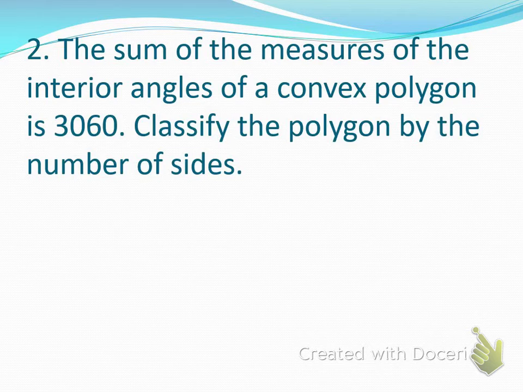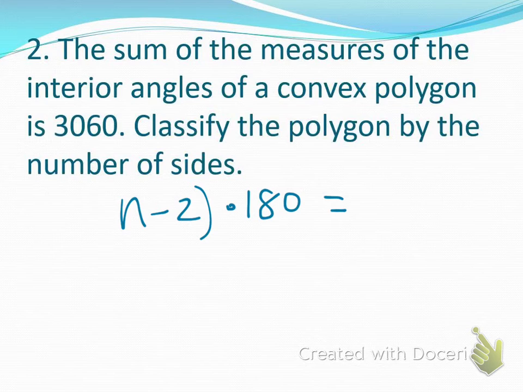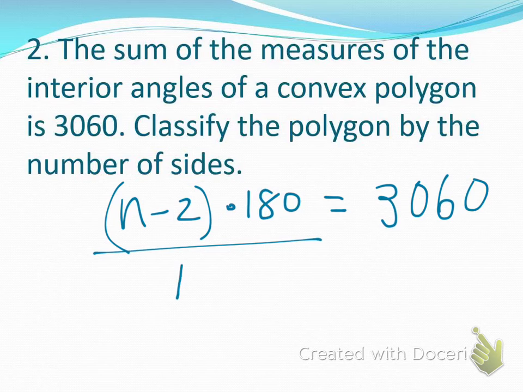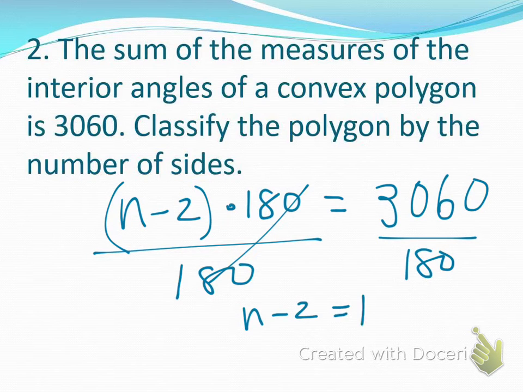So you're working your way backwards. Use n minus 2 times 180 to work your way backwards. What would you do first? Divide by 180, which makes 17. Add 2, so the number of sides is 19.